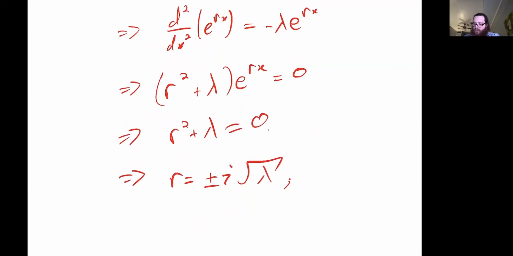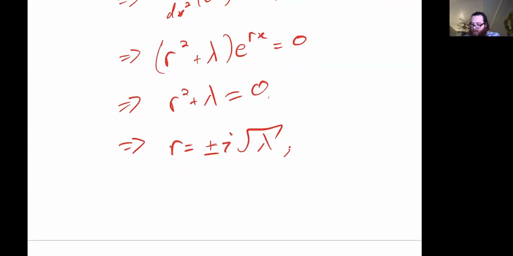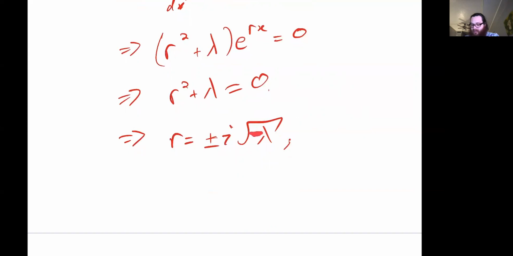And the roots of that polynomial are plus or minus i times square root of lambda, where i is root minus 1, or equivalently, i squared is minus 1. And so this is why we chose to have that minus sign in with the separation constant, because now we can express lambda like this, as opposed to having a minus lambda, but keeping in mind that it's positive. So then the square root is no issue.